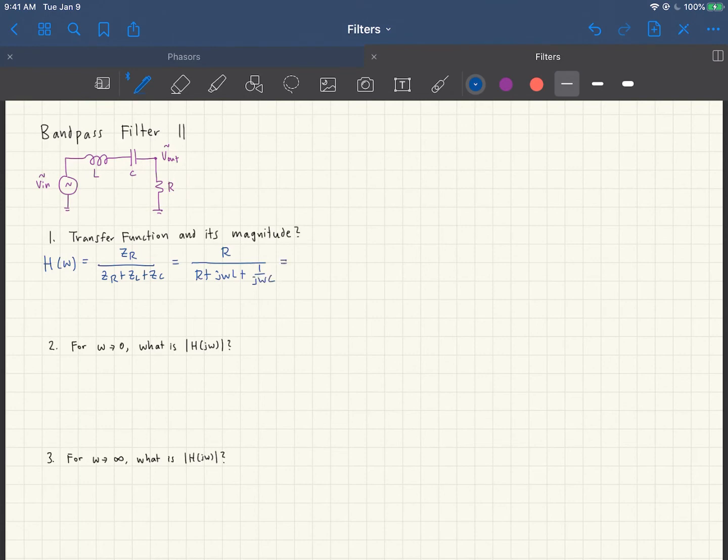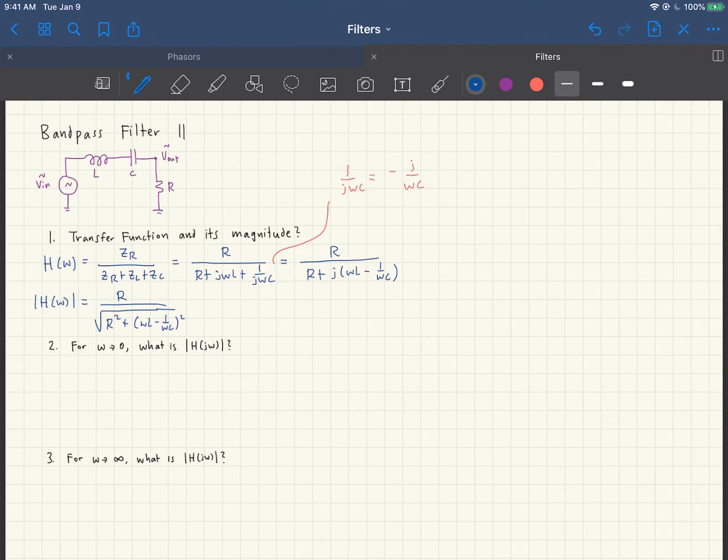And alternatively, because we know 1 over j omega C is equal to minus j over omega C, we can write this as R all over R plus j times omega L minus 1 over omega C. Now if we want the magnitude of this transfer function, remember the magnitude is the magnitude of the numerator, which is just R, all over the magnitude of the denominator, which will then be the square root of R squared plus omega L minus 1 over omega C squared.